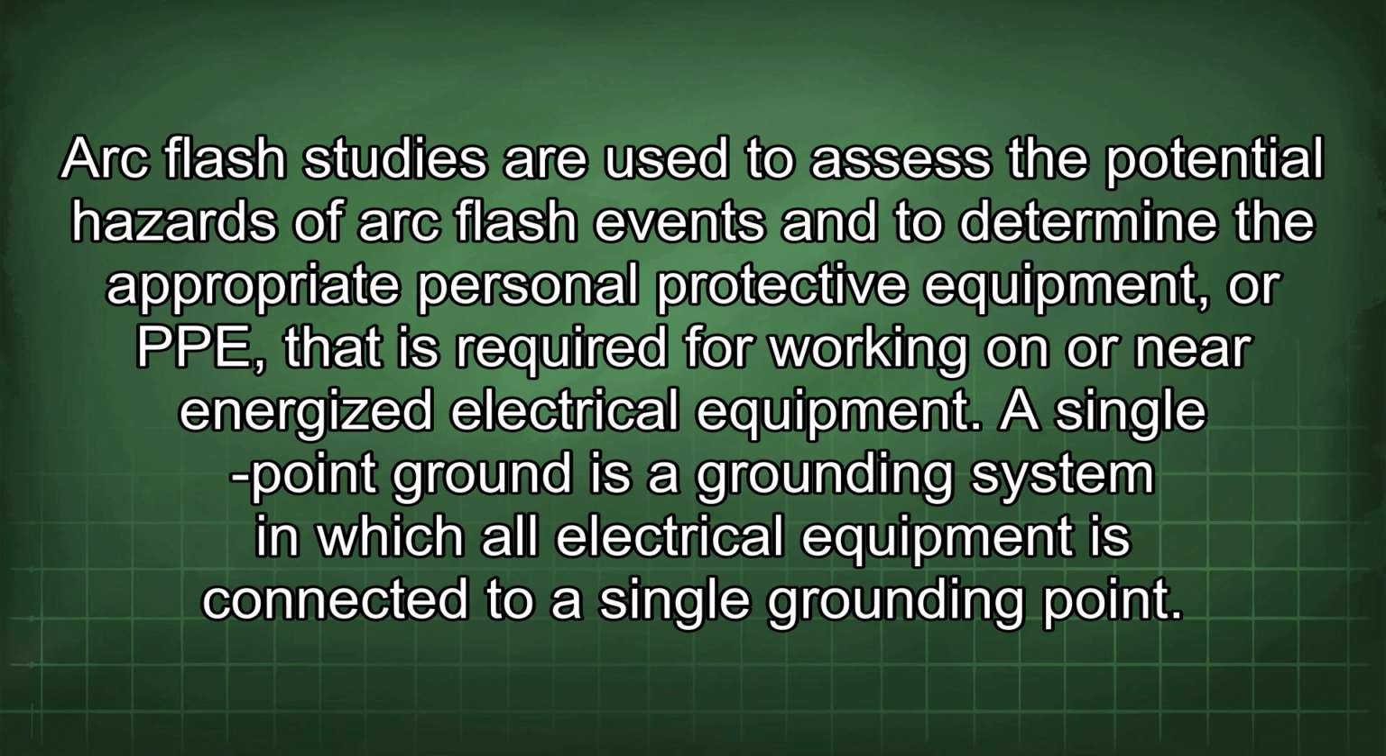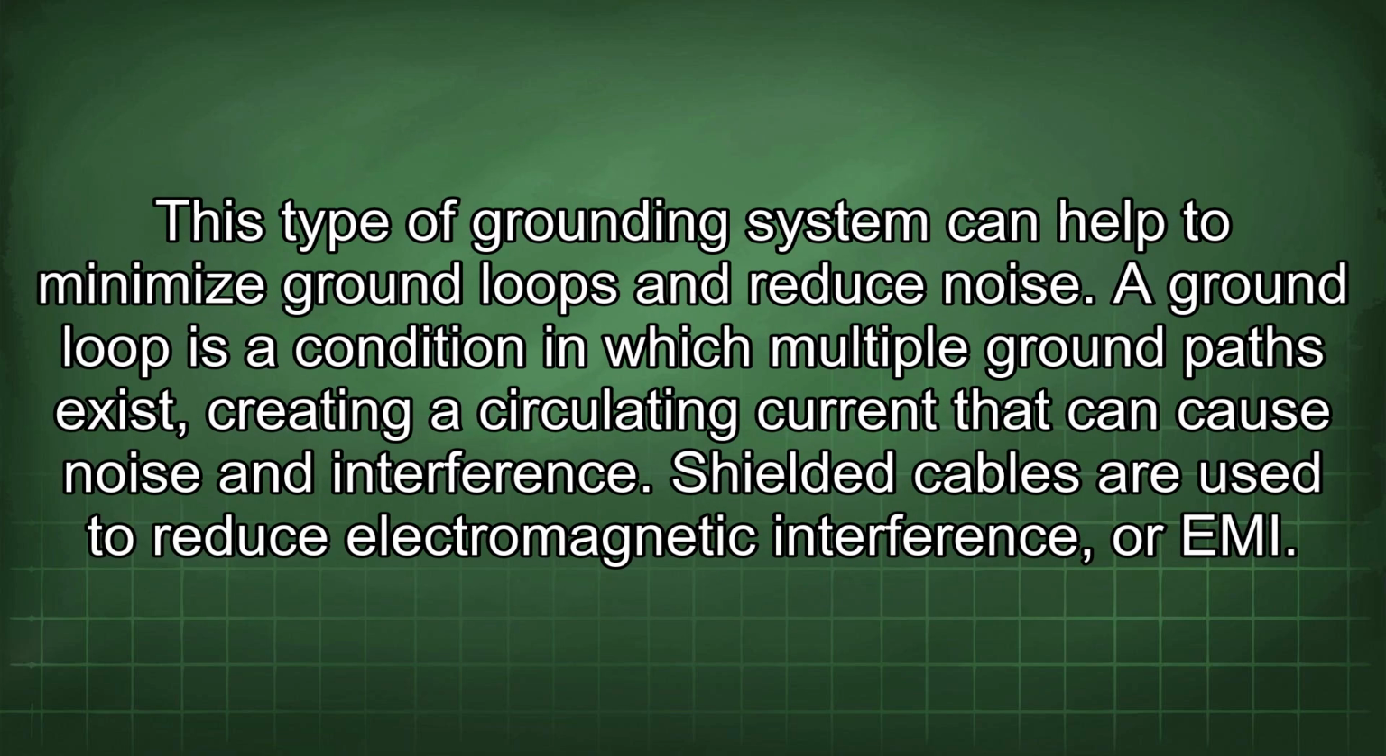A single-point ground is a grounding system in which all electrical equipment is connected to a single grounding point. This type of grounding system can help to minimize ground loops and reduce noise. A ground loop is a condition in which multiple ground paths exist, creating a circulating current that can cause noise and interference. Shielded cables are used to reduce electromagnetic interference, or EMI.